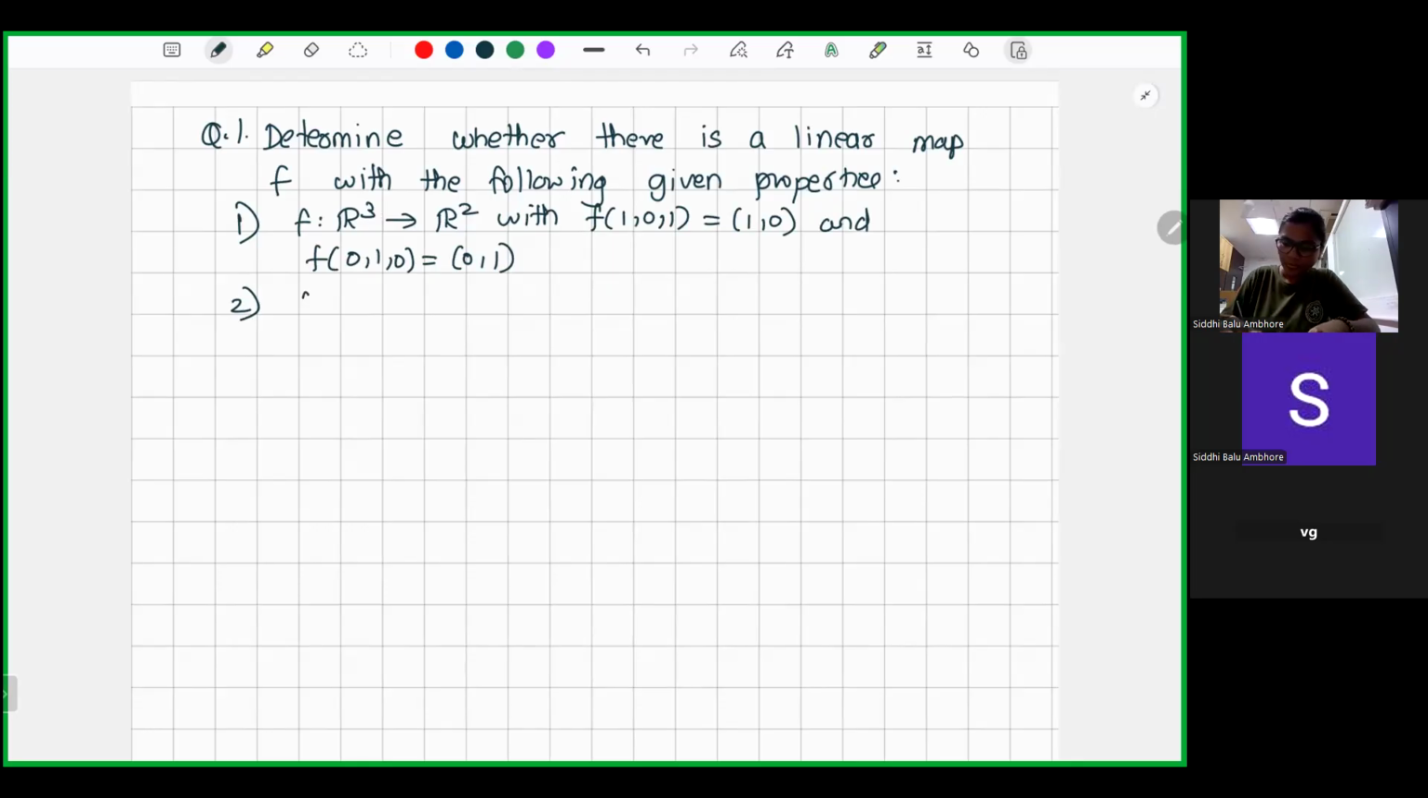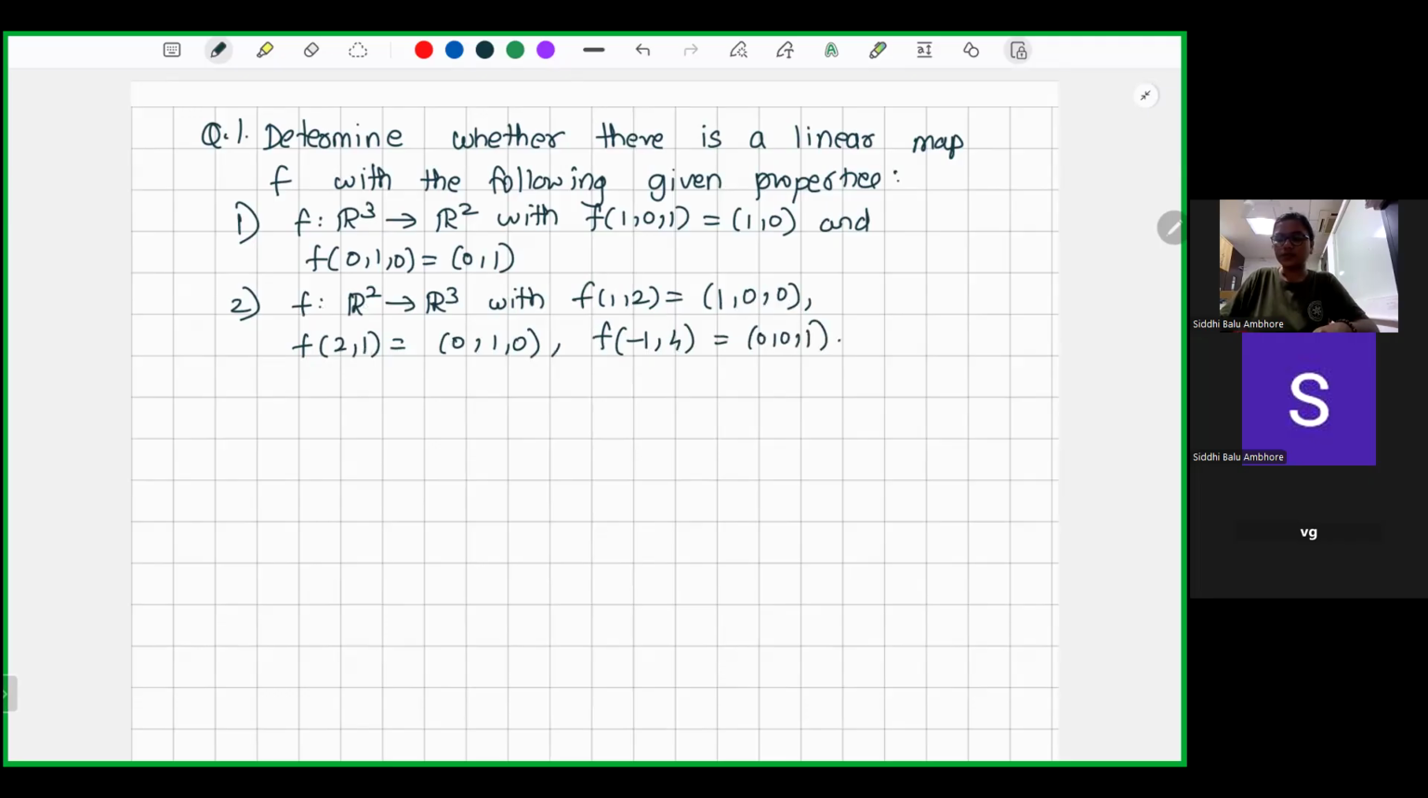F from R2 to R cube with F of (1, 2) is (1, 0, 0), and there are three: F of (2, 1) is (0, 1, 0) and F of (-1, 4) is (0, 0, 1). So this is what we have to check, whether such an F exists or not.